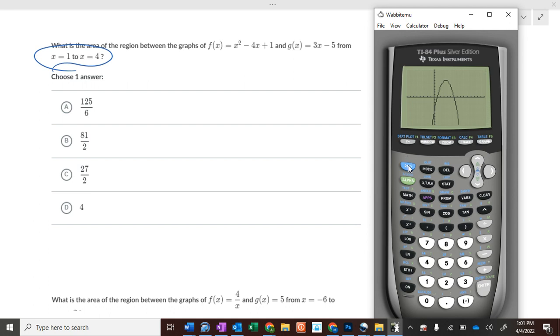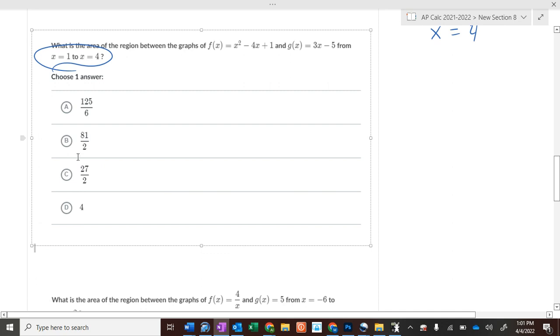Then we're going to integrate from 1 to 4. And if we go from 1 to 4, it's 13 and a half, which is 27 over 2. Imagine how much work that would be. I can't even imagine. Wild. Probably just cry. Okay?